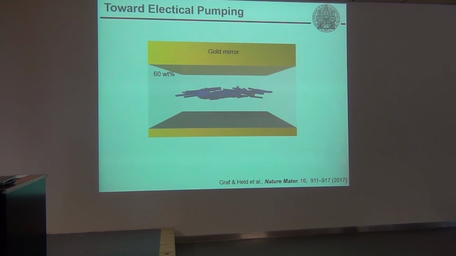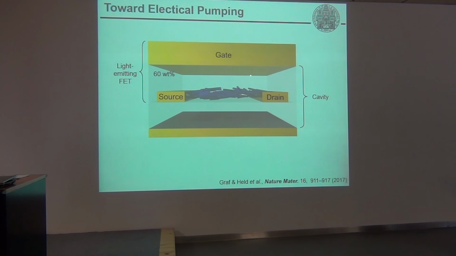Then we add some electrodes, left and right, source and drain. And now we have, if this is a dielectric and this is a dielectric, up here we have a transistor, actually an ambipolar transistor that can emit light. And here, this is our cavity. And then we can electrically pump our exciton polaritons in this structure. And the nice thing about this is that, unlike, for example, in a light-emitting diode, we completely decouple the charge transport from the cavity.